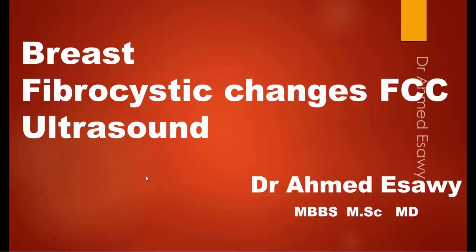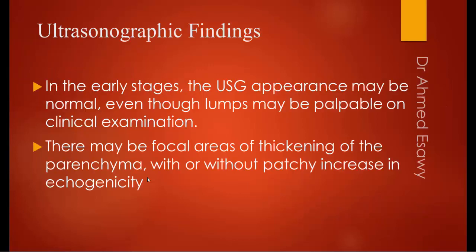Breast fibrocystic changes ultrasound study. Ultrasound role in fibrocystic change. Ultrasound findings in the early stage: the ultrasound appearance may be normal, even so, lumps may be palpable on clinical examination. There may be focal areas of thickening of the parenchyma with or without patchy increase in echogenicity.